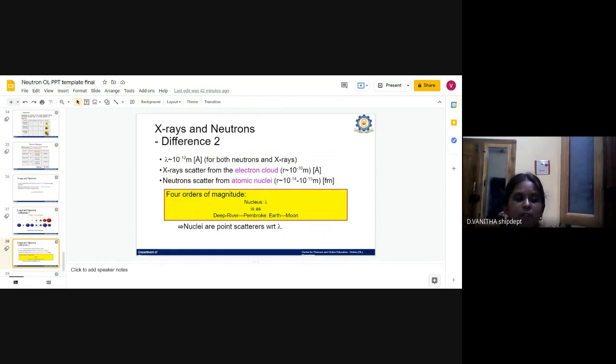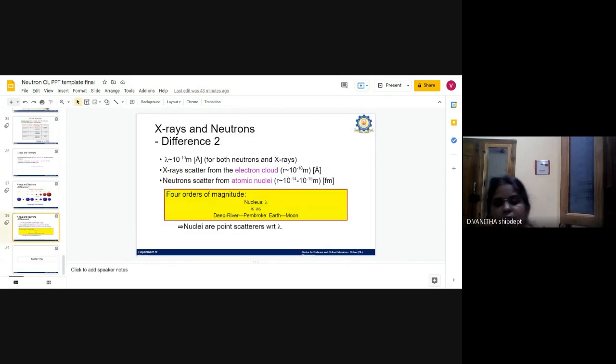Here, the wavelength of a neutron is in the range of 10 to the power minus 10 meter. This is for neutrons, and for X-rays, X-rays are scattered from the electron cloud. The electron cloud is on the surface of the metal target. The neutrons scatter from the atomic nuclei. So the nuclei are weak scatterers with respect to lambda.